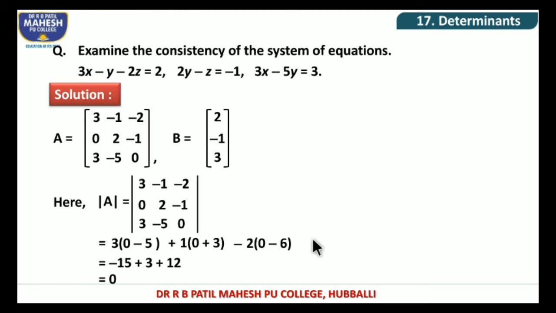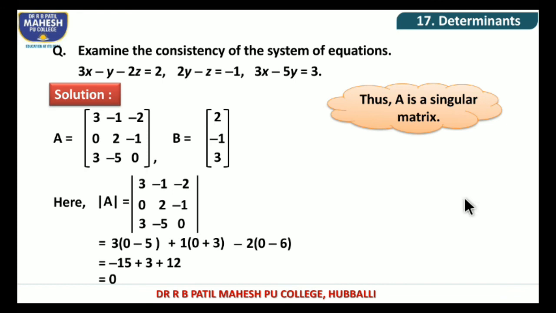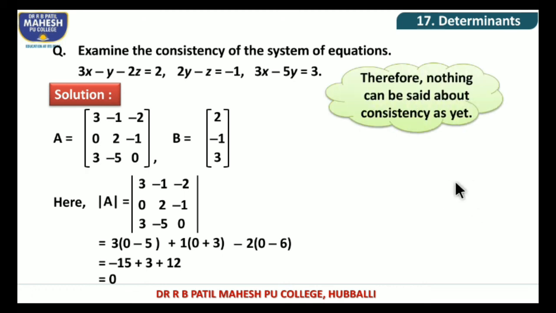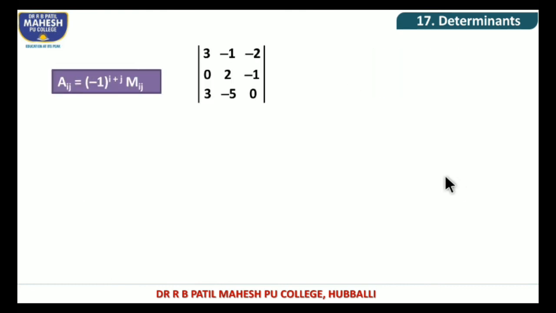So, according to the second condition, the determinant of A is equal to 0, then we have to find out adjoint of A into B because A is singular matrix here. Here nothing can be said about consistency. Therefore, we have to check the value of adjoint of A into B. To find out adjoint of A, we have to find out the cofactors of A.